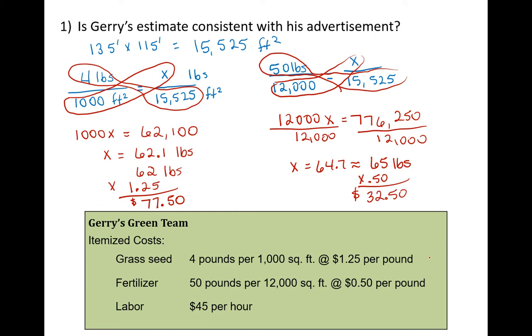Let's just add all this. So this was about $77.50. This was about $32.50. They said it was going to take 4 hours. So that's 180. When I add all that up, I get $290.